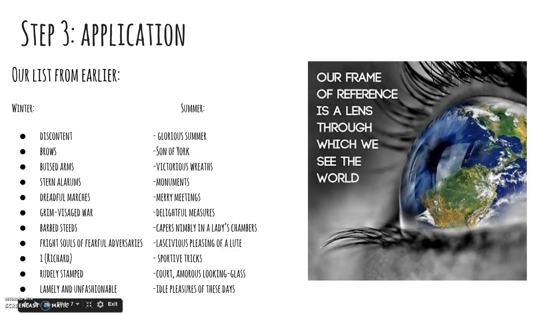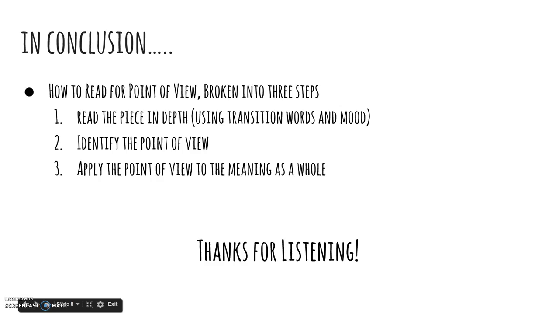We need to read the rest of the play to find out, in the case of Richard III's soliloquy, but either way, knowing the point of view helps us to glean meaning from a poem, soliloquy, or play. Alright, that's all the steps. For a quick review, they are, first, an in-depth read of the piece using transition words and mood, second, identify the point of view, and third, apply the point of view to the work as a whole.